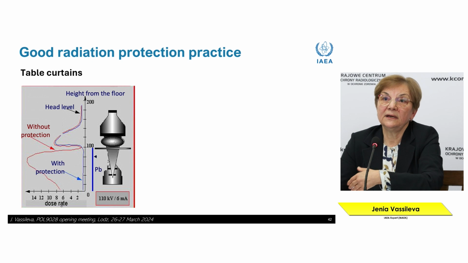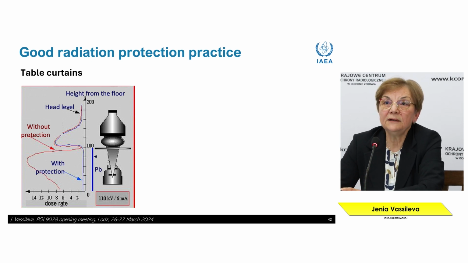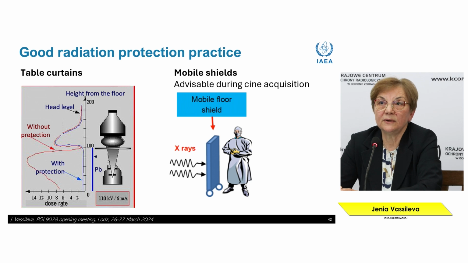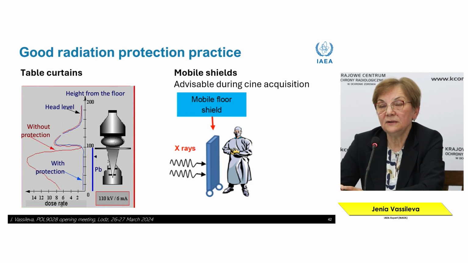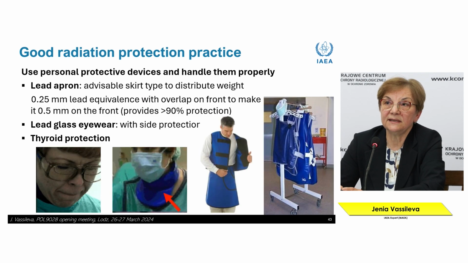Table curtains help reduce dose to the lower part of the body. You see here, without protection and with protection, almost zero, because scatter radiation is very easily absorbed. Of course, use mobile shields whenever possible, especially for staff, for example on the left side of the patient, or for the anesthesiologist working in a position where there is no ceiling-suspended screen. So shielding is important. There are also some new developments I did not include here.